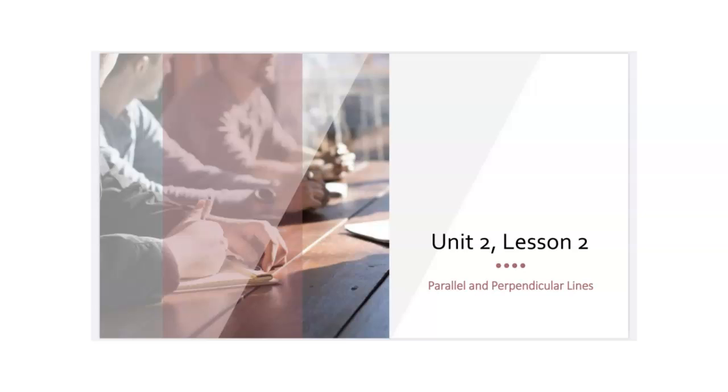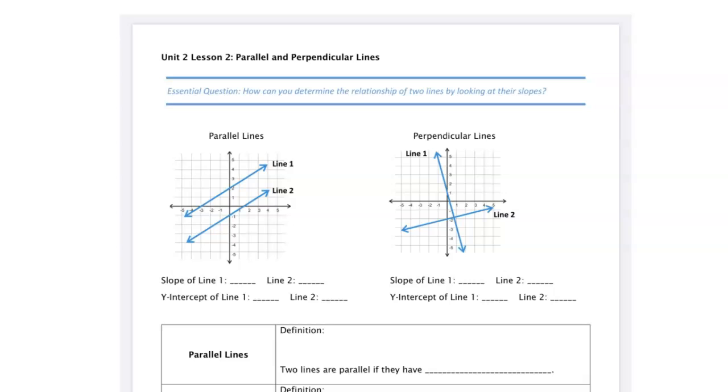Let's get started with Unit 2, Lesson 2, Parallel and Perpendicular Lines. The essential question for today is, how can you determine the relationship of two lines by looking at their slopes? Today we're going to focus on looking at parallel lines and perpendicular lines.